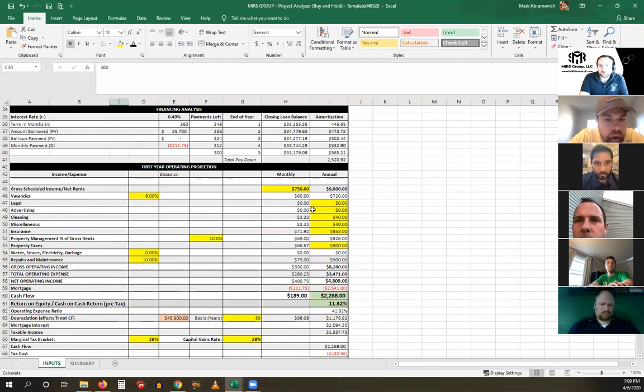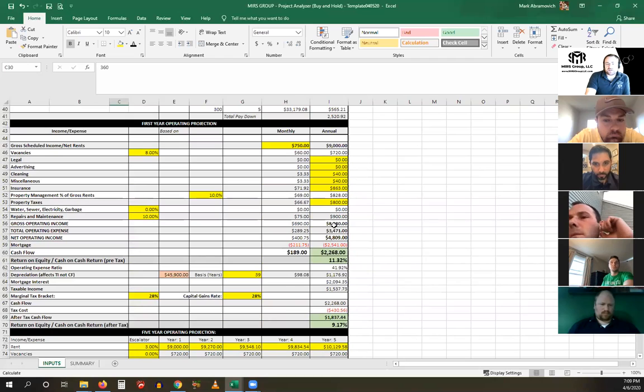And then you scroll down and we get to the meat and potatoes of the actual property itself. So we have the gross scheduled net rent, right? 750 annualized. You have a vacancy of, let's say, 8%. It's not that high for my property. It could be whatever you want it to be. So let's leave it at 8, and it subtracts out here.